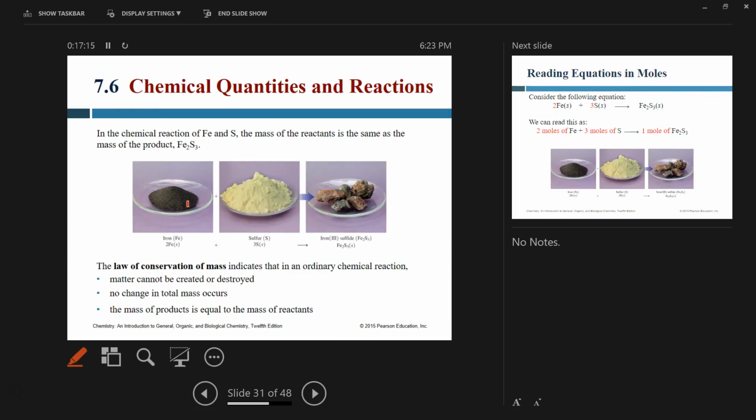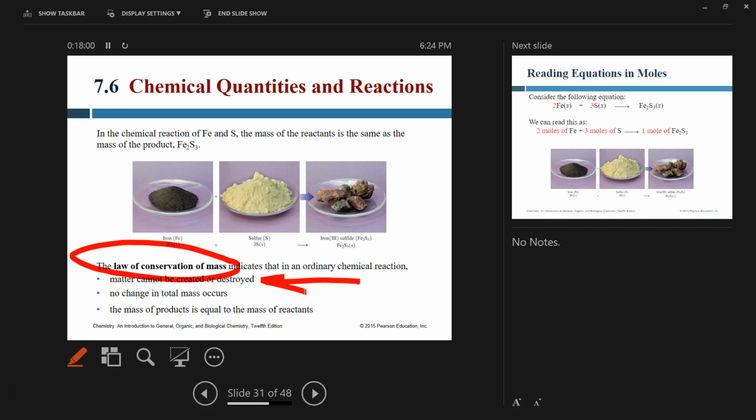Now, what we need to know when we write down the equations for chemical reactions is one fundamental law, which is the law of conservation of mass. This law indicates that matter cannot be created or destroyed, meaning that the total mass of all reactants equals the total mass of all products. Am I clear?